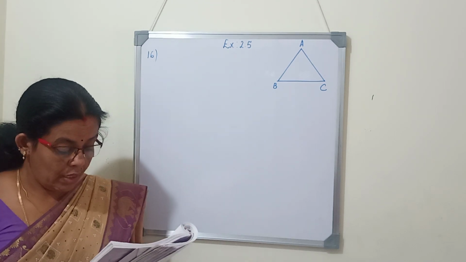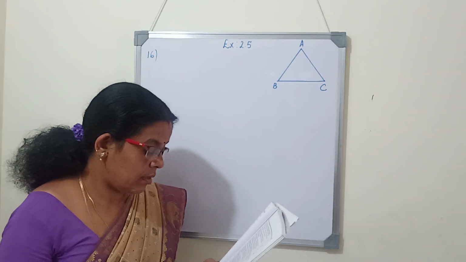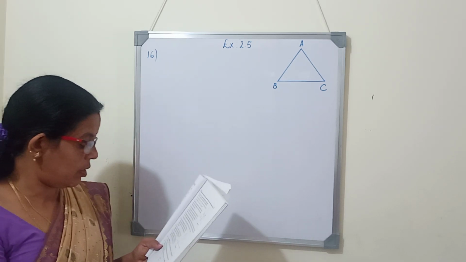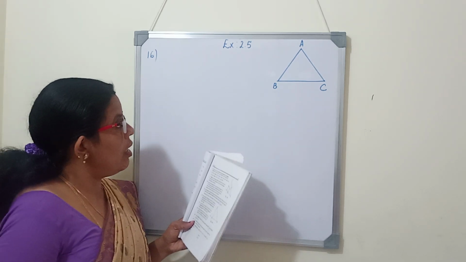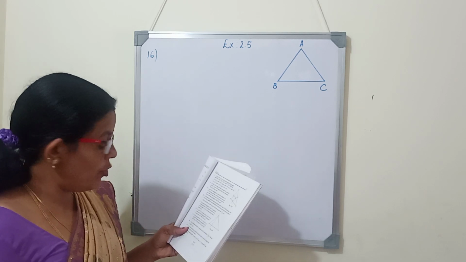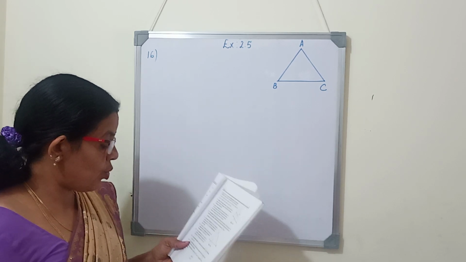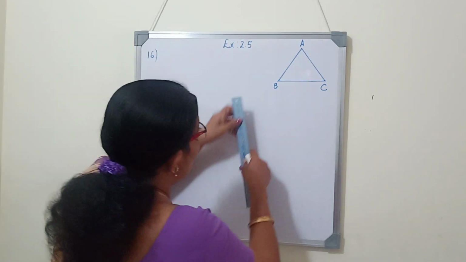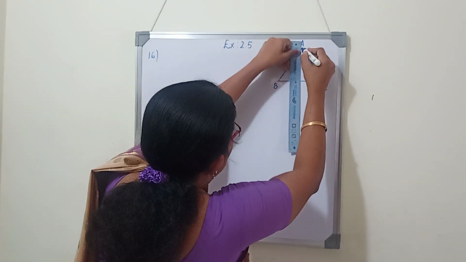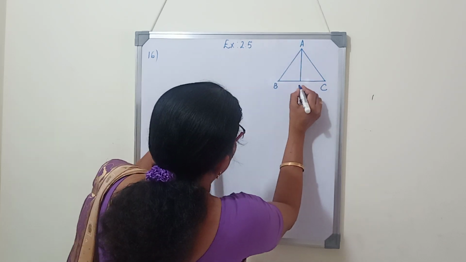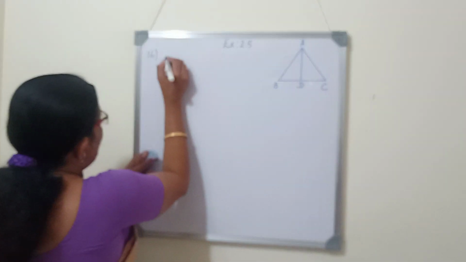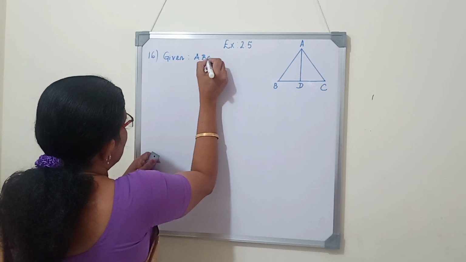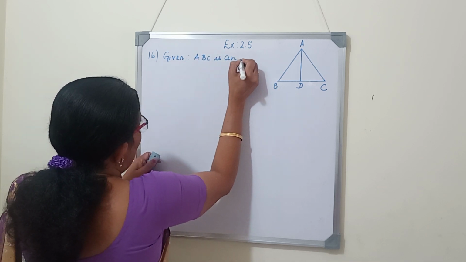16th question. In an equilateral triangle, prove that 3 times the square of one side is equal to 4 times the square of one of its altitudes. So in an equilateral triangle, we have to prove that 3 times the square of one side is equal to 4 times the square of one of its altitudes. So we'll draw the altitude first. Let AD be the altitude. Given ABC is an equilateral triangle.